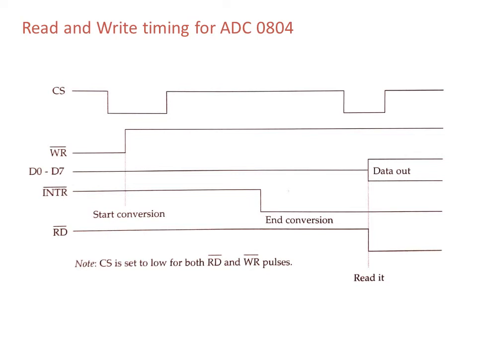If INTR is low, the conversion is finished and we can go to the next step. If INTR is high, keep polling until it goes low. The next step is, after the INTR has become low, we make CS equal to 0 and send a high to low pulse to the RD pin, the read pin, to get the data out of the ADC 0804 IC chip. The timing for this process is shown in this figure.